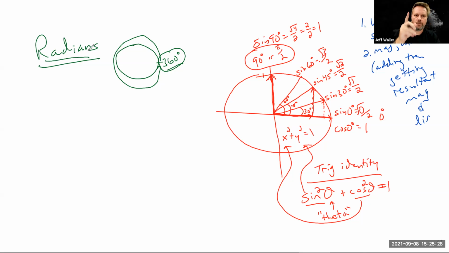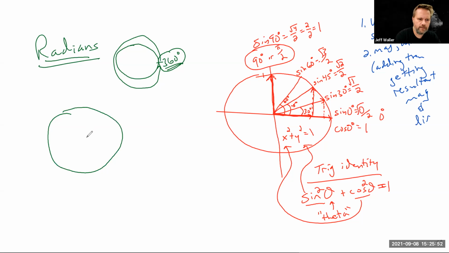Radians are awesome because they are not made up. They are actual physical distance. They're not completely made up. 360 is completely made up. Next time you're with a math teacher, say, hey, is 360 degrees kind of made up, and see what they say. Okay, so what the heck is a radian?